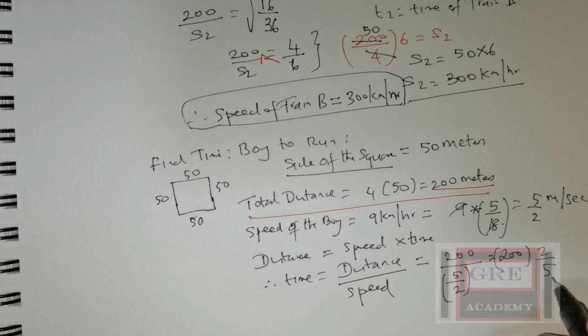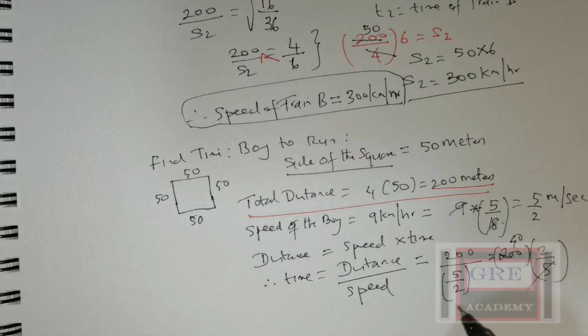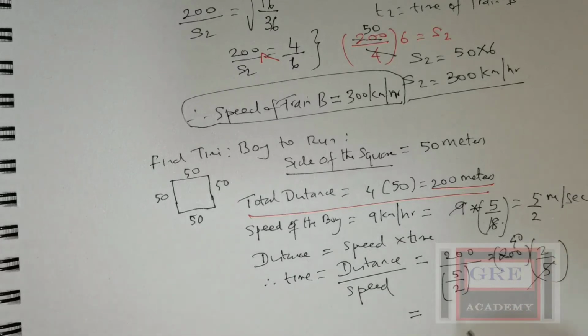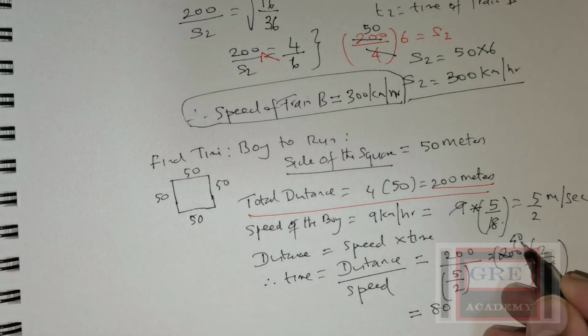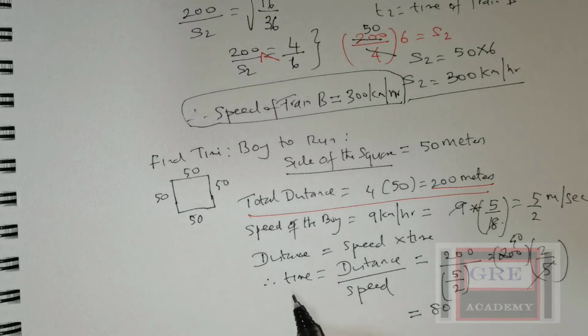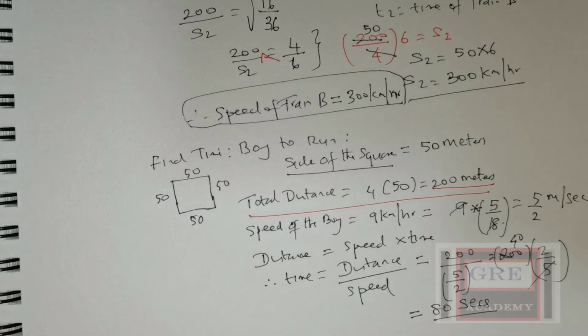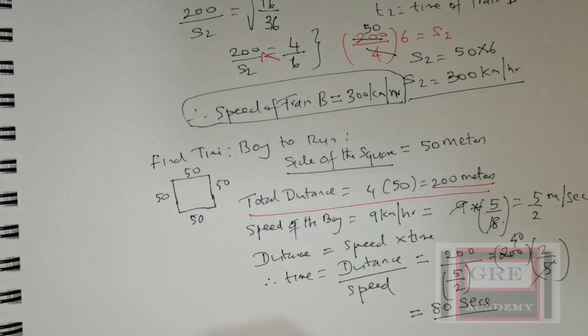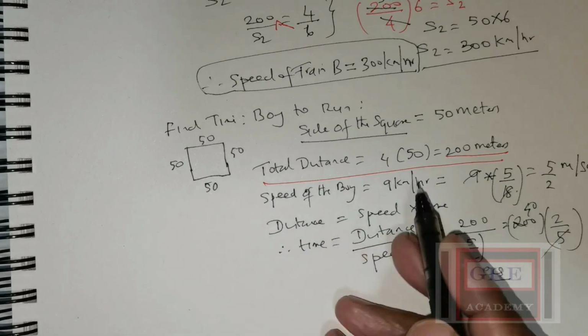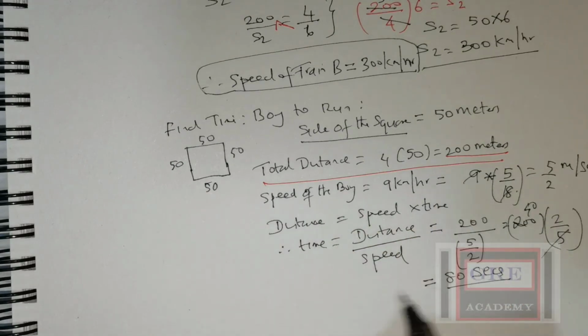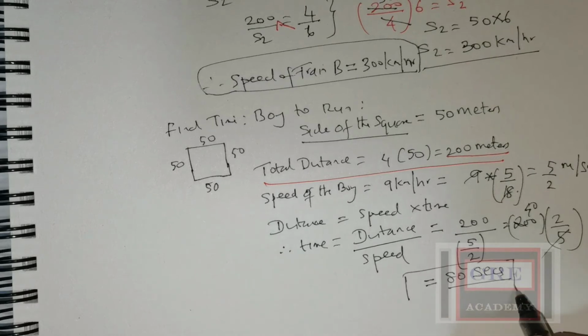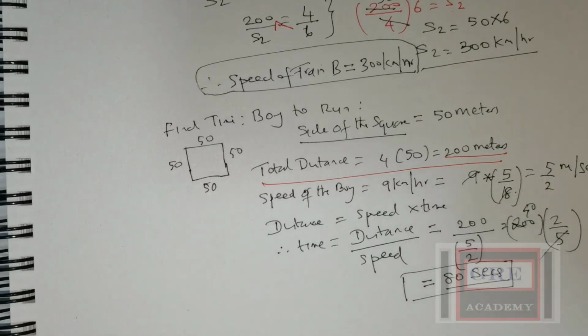Now 5 divides 200, 40 times. 40 times 2 will give you 80. So this is actually time in seconds, so this is going to be 80 seconds. So the distance that this person covers is 200 meters, and the time taken to cover that distance is 80 seconds. So this is the solution for the question.